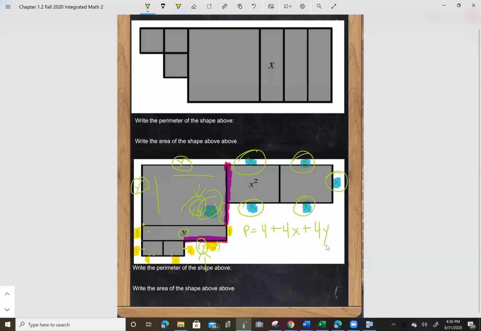Pause this video, type it in to your slide, and I'm going to erase everything so we can start over with the area.